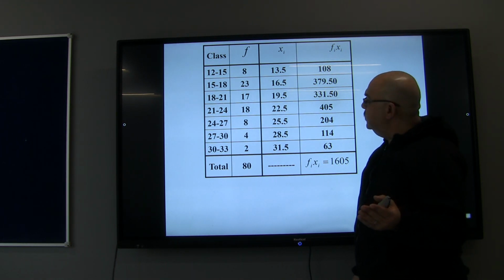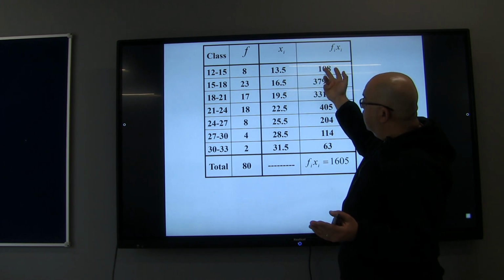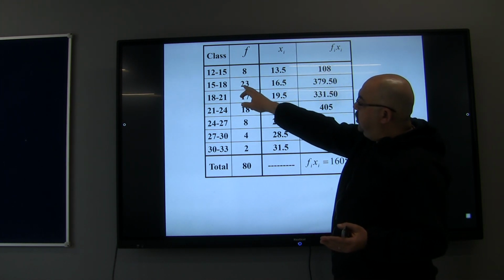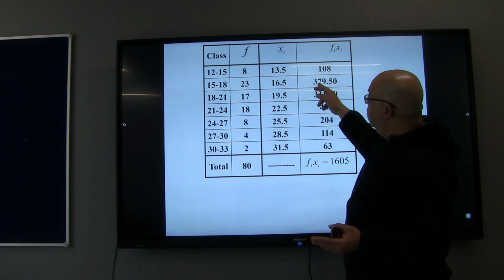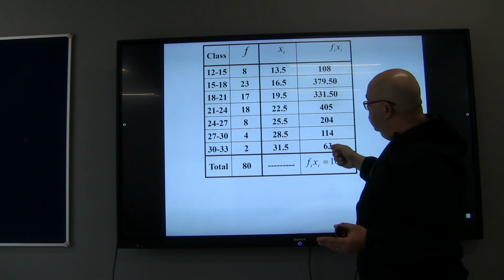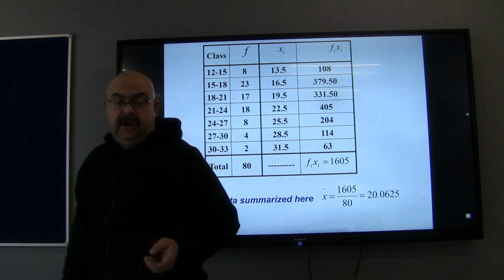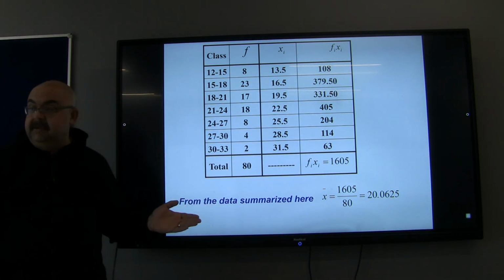Using your calculator, start multiplying 8 times 13.5, which is going to come up to 108. 23 times 16.5, which is going to come up to 379.5. Then the sum of all of these numbers is going to be 1605. And then divided by 80, you will get your arithmetic mean.